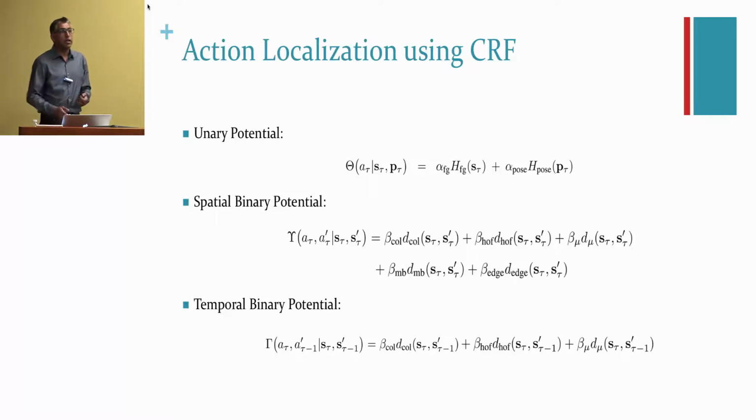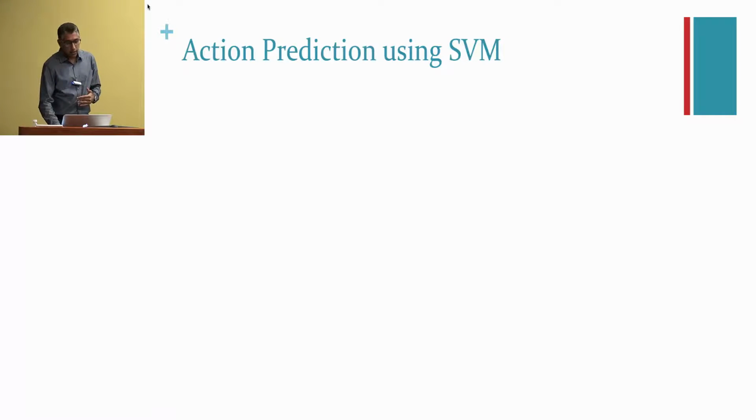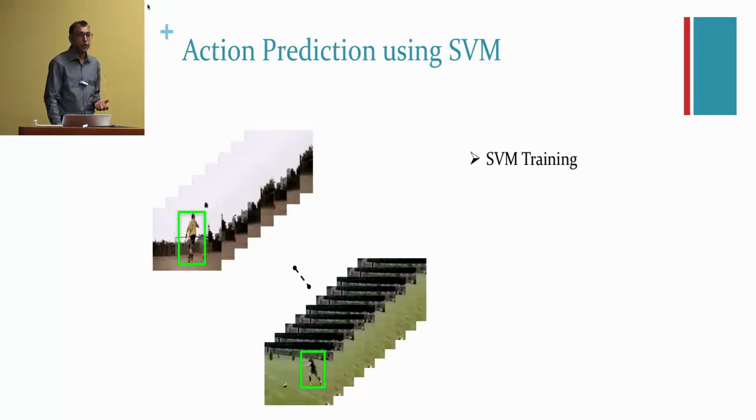Now, once you've localized the action, as you saw using those fine contours, we also want to predict what the action is. So for that, we use SVM, and this contains two parts. First is the training part. So given a number of training videos, let's say for an action called kicking, here I'm showing these videos along with their ground truth shown by the green bounding box.